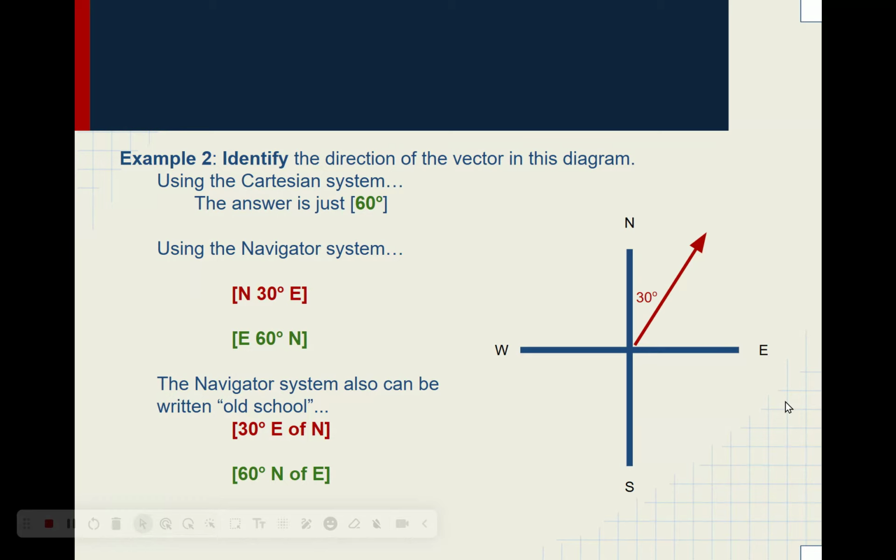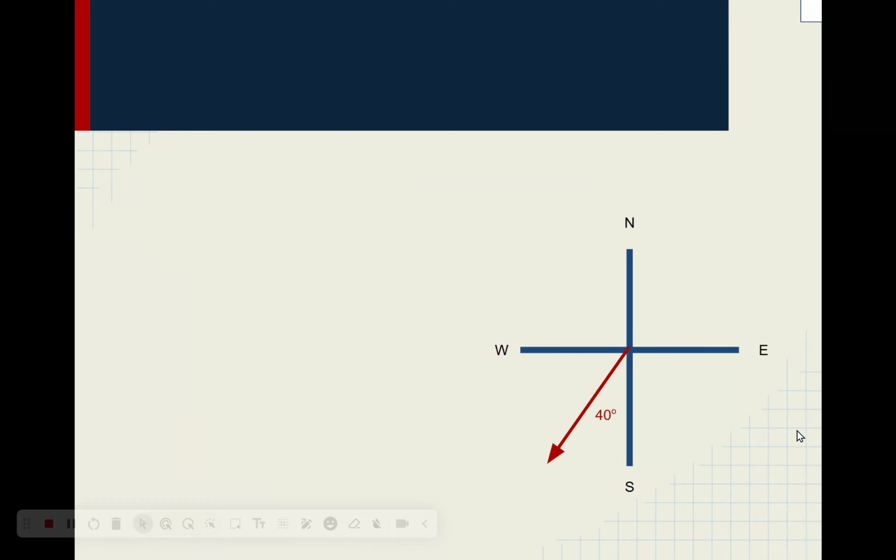At the same time, you do have to be able to read any of these methods, because I can give you this vector written as any of those, and you'd have to be able to interpret it to figure out what it means, to be able to draw it on a diagram. So pause the video at this point and try to do this one. See what you can do. And try to do it as all 5 methods.